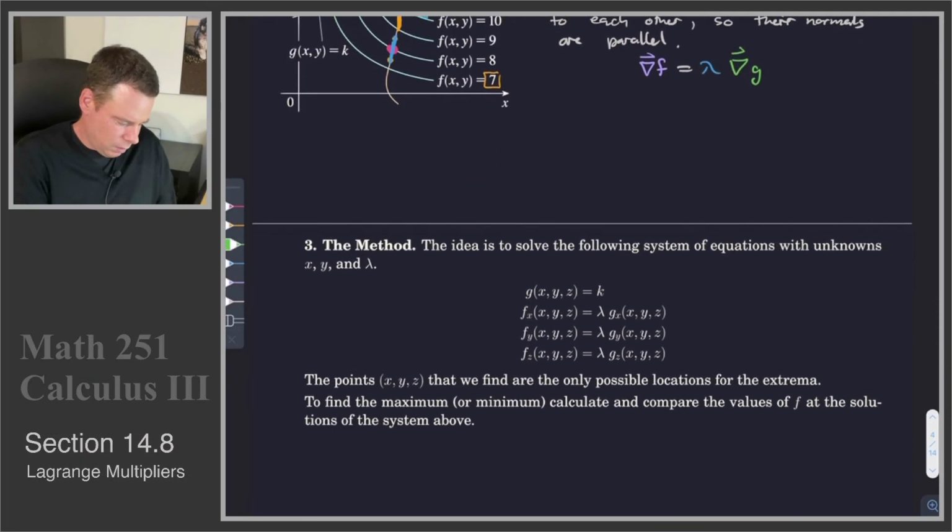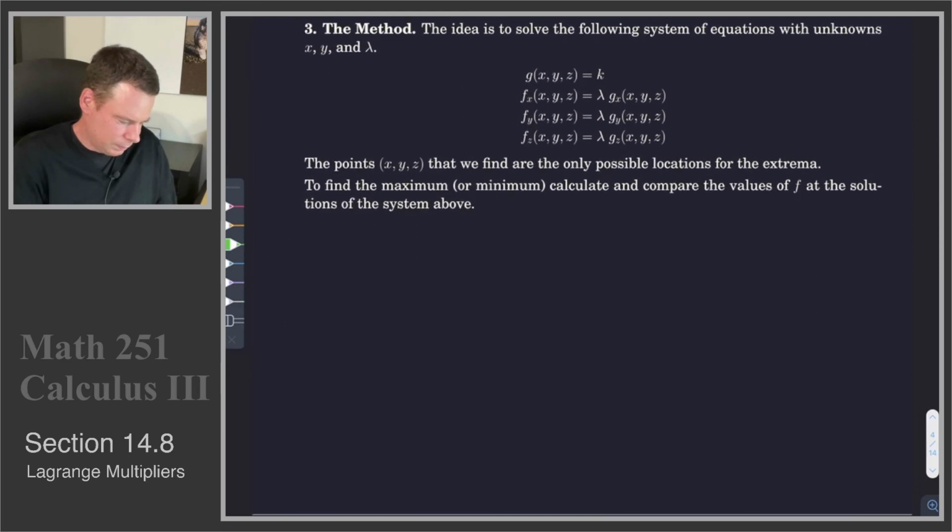So let's have a look at the method in general, and then we'll do an example. So the method is, we have a function, little f, that we want to find the maximum or minimum value of, given that our inputs are allowed to come from a constraint, g of x, y, z equals k. We need to search for places where the max or min can occur. That's going to be the places where the gradient of f is parallel to the gradient of g.